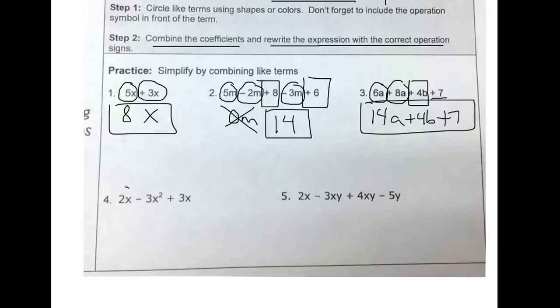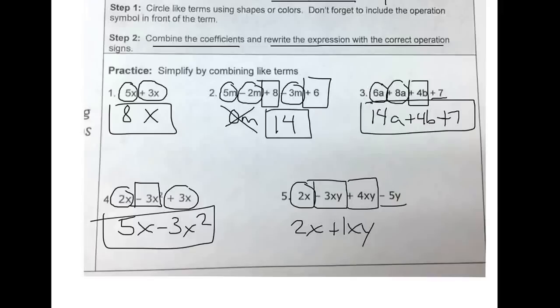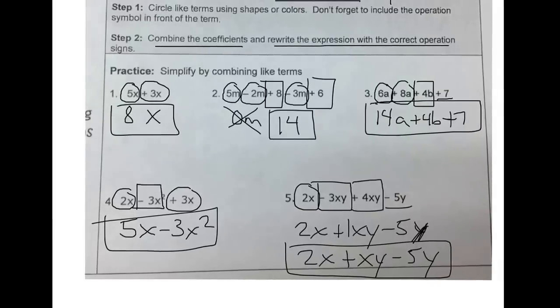Number 4, 2x and 3x are like terms, so 2 plus 3 is 5x. -3x squared is the only x squared family, and so that is your answer. 2x, no other x's, so we bring that down. -3xy and 4xy, so -3 plus 4 is 1xy, and then -5y doesn't have anybody. So then we rewrite it as 2x plus xy, we drop the 1, minus 5y, and that is the answer for that one.